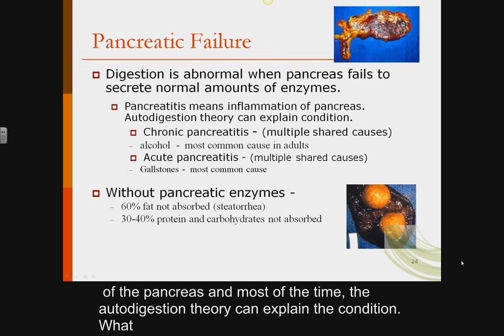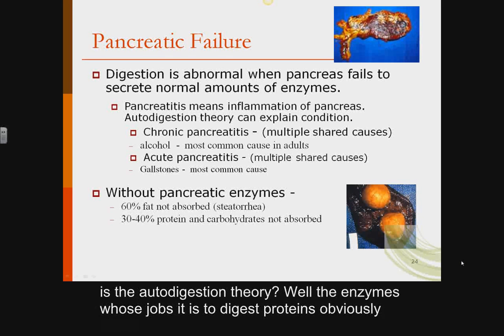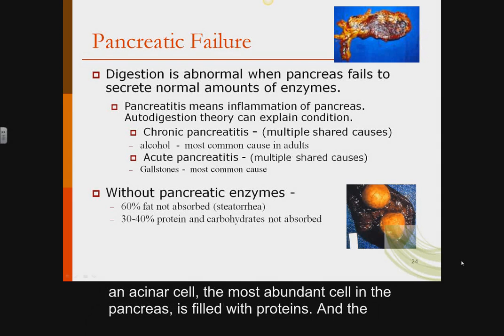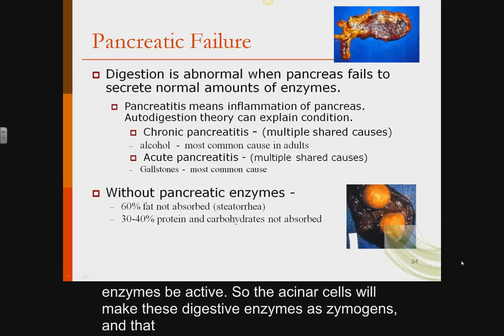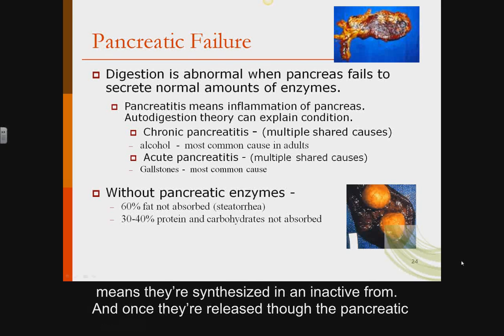With pancreatitis, it's inflammation of the pancreas, and most of the time the autodigestion theory can explain the condition. What is the autodigestion theory? Well, the enzymes whose job it is to digest proteins, obviously, an acinar cell, the most abundant cell in the pancreas, is filled with proteins. And the last thing it wants to do is make enzymes whose job it is to digest proteins and have those enzymes be active. So the acinar cells will make these digestive enzymes as zymogens.